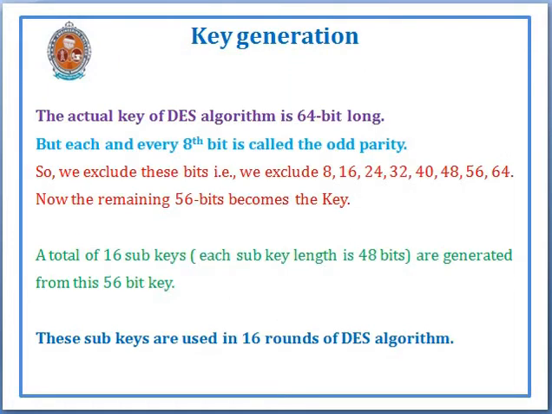Now this is the key generation process in DES algorithm. Actually the DES algorithm takes 64-bit long key, and each of the 8th bit is called odd parity bit, and so we exclude those bits. That is, we have to exclude 8, 16, 24, 32, 40, 48, 56 and 64th bits. Now the remaining are 56 bits, and these 56 bits form the key of the DES algorithm. From this 56-bit key, a total of 16 subkeys are generated. Each subkey is of length 48 bits, and these 16 subkeys are supplied to 16 rounds of the DES algorithm.